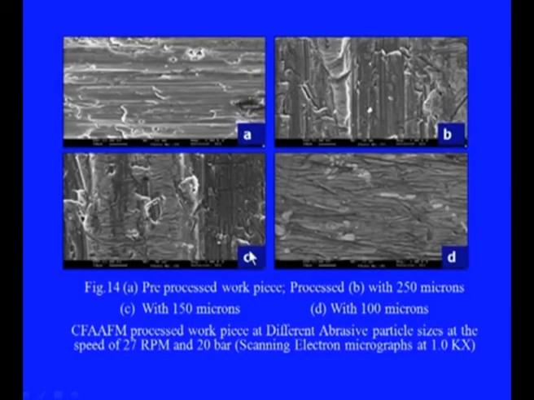These are some of the results obtained through this centrifugal force assisted abrasive flow machining. Here, this is the pre-processed workpiece as we obtained it, and then this is processed with 250 micron abrasive grades. This is still finer, 150 microns, and this surface is machined with 100 micron grades. Therefore, what we have seen from these figures is that as the abrasive grit size gets smaller, the quality of the surface gets better.